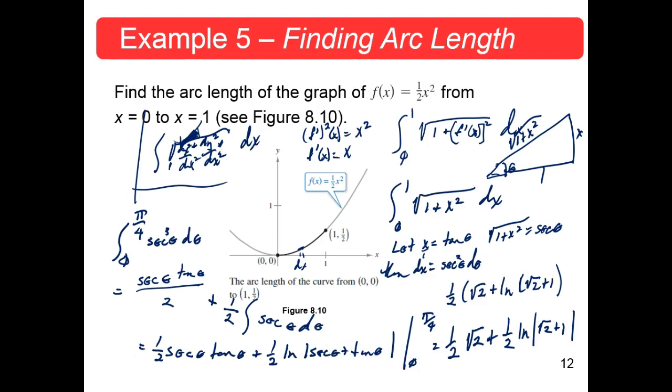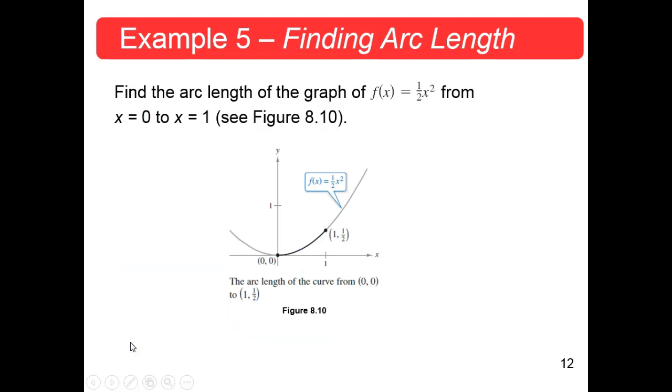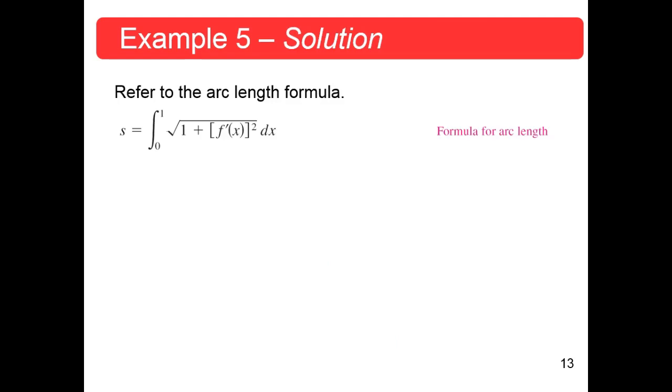Any questions on that one? Let's see how they did it. This is how we did it. Let's see if they've thought of any shortcuts or things that would look a little better. They just go back and say arc length is the integral from 0 to 1 of the square root of 1 plus f prime squared dx. Same thing we did. That is your arc length formula.